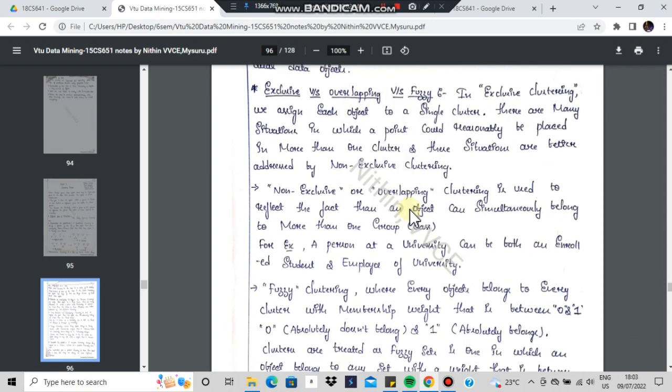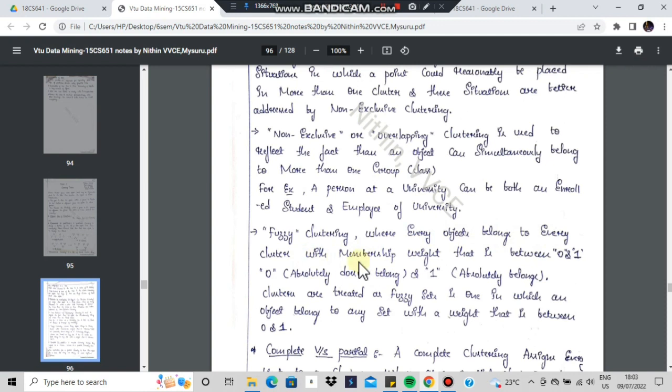Then fuzzy means fuzzy clustering, where every object belongs to every cluster with a membership weight that is between 0 and 1. So 0 means absolutely does not belong, 1 means absolutely belongs. So we'll take a new object and we'll see how much it belongs.